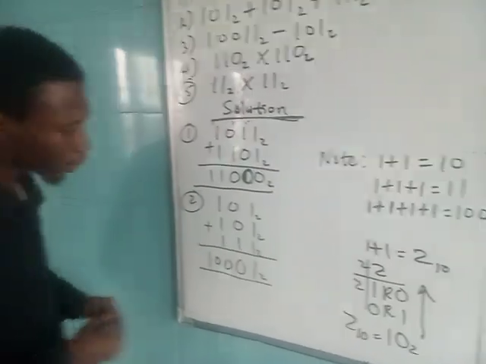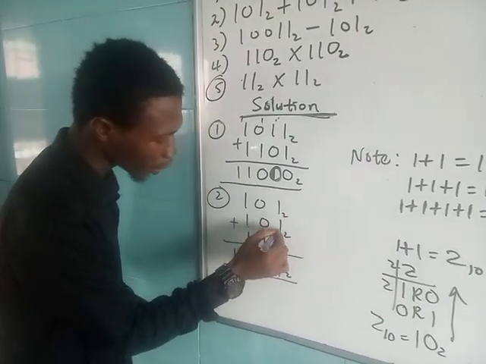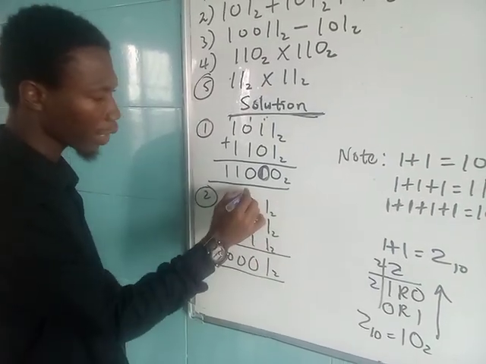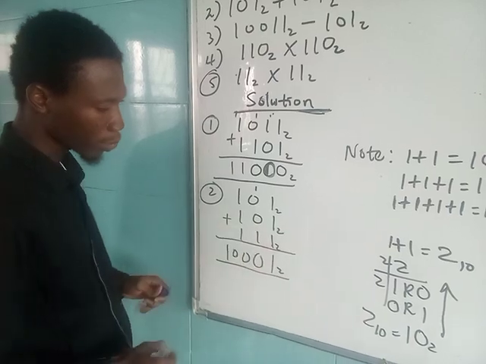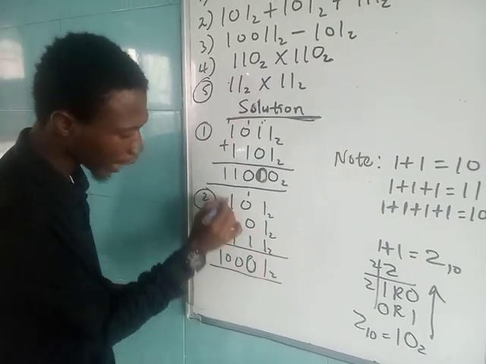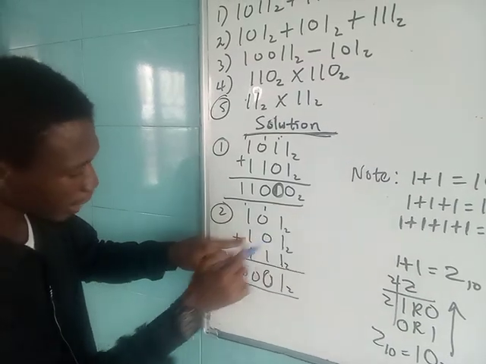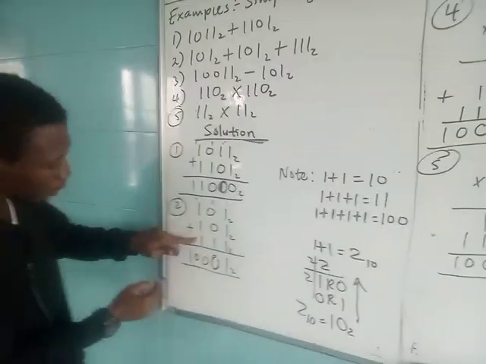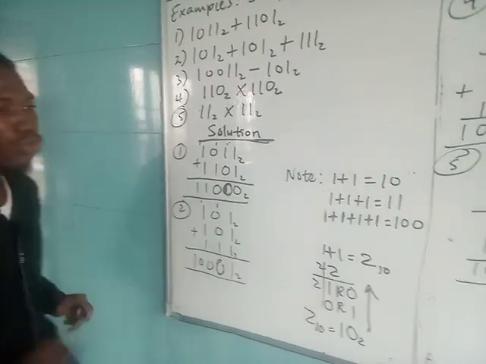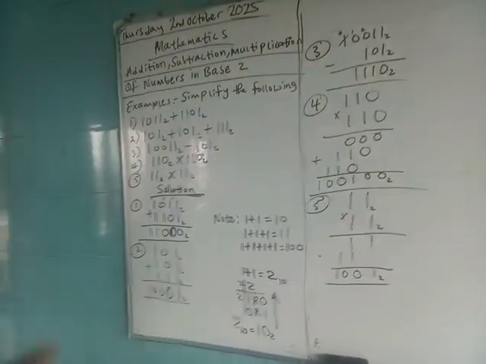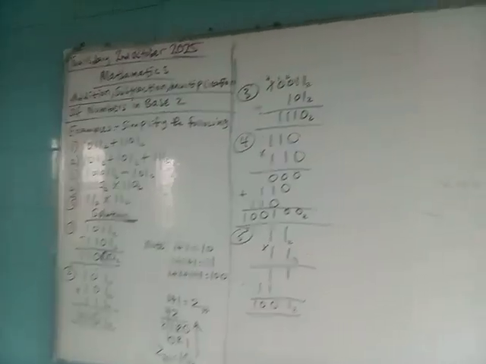Then the second one, we'll add these three numbers. 1 plus 1 is 10, plus 1 is 11. Put down 1, carry 1. 1 plus 1 gives 10. Put down 0, carry 1. 1 plus 1 is 10, plus 1 is 11, plus 1 will give you 100. So the answer to that problem is 10001 base 2.